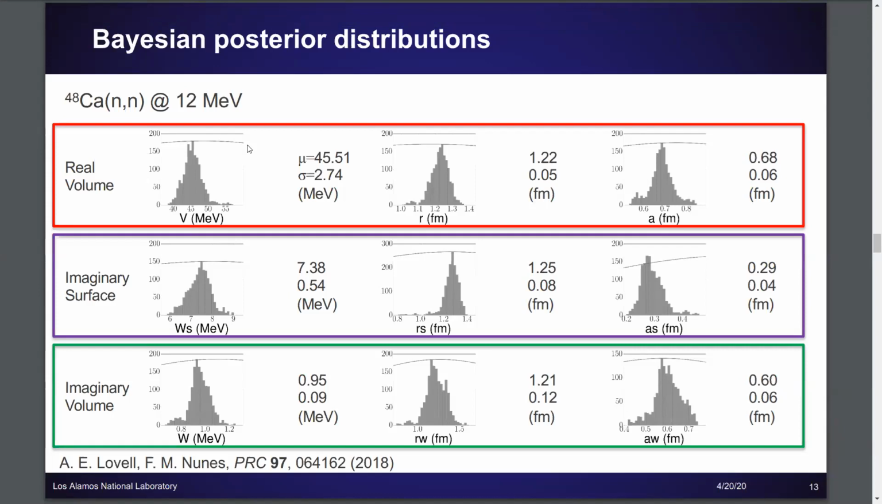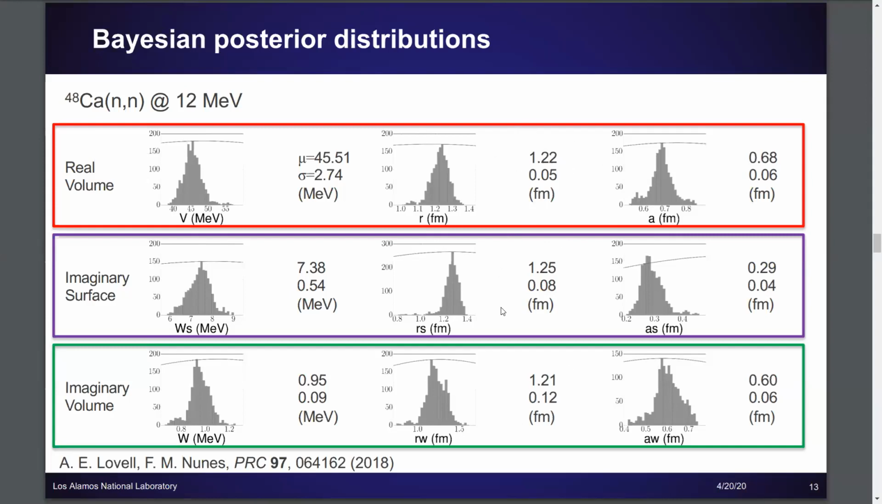And maybe the thing that you notice first is that the posteriors we get out, the histograms, are definitely not Gaussian. In some cases, we have these long tails, like in the imaginary surface radius. Sometimes we have double-peaked structures. And again, in the chi-square minimization, we have to assume that everything is Gaussian. So immediately we're seeing differences when we use a different type of optimization scheme.